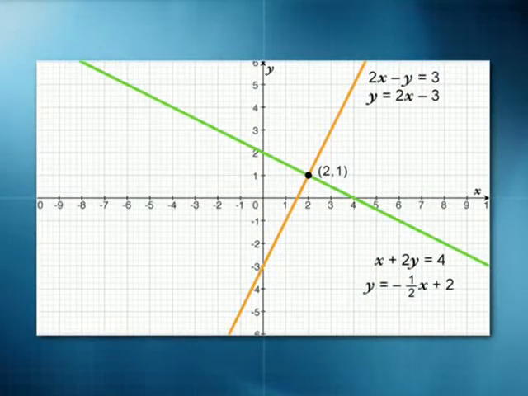Here's the geometry of this situation. That first equation is the same line we had before, y equals 2x minus 3, but the second equation, x plus 2y equals 4, in slope-intercept form comes out to be y equals minus x over 2 plus 2. These two lines have different slopes, and hence they're going to intersect. They intersect in the point (2, 1). So, a unique solution.